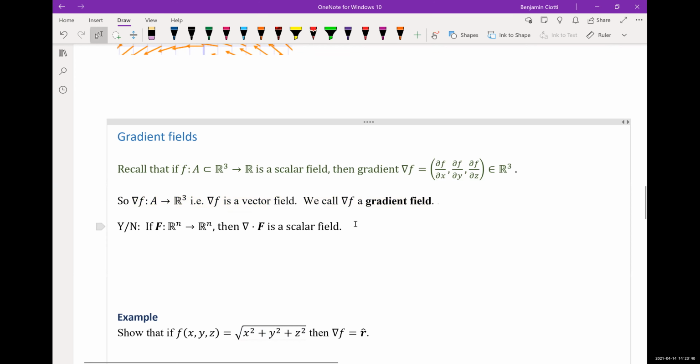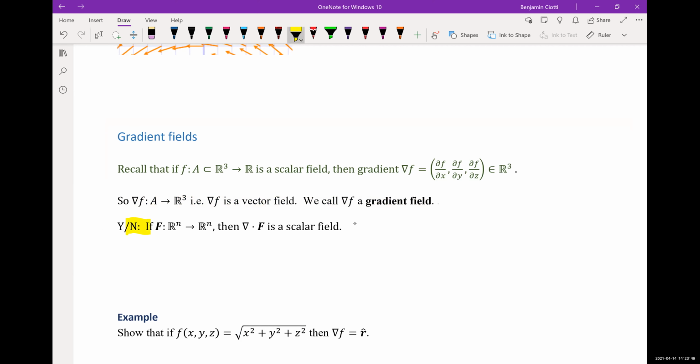Let me test you all. I just said something about how gradients are vector fields. So, yes or no: if F is a vector field, then its divergence is a scalar field. Yes or no, folks?